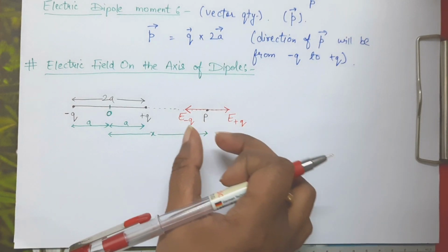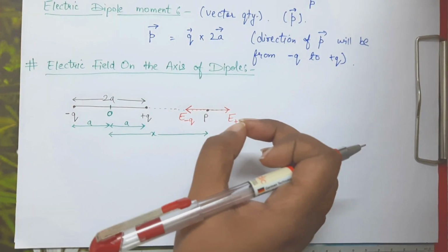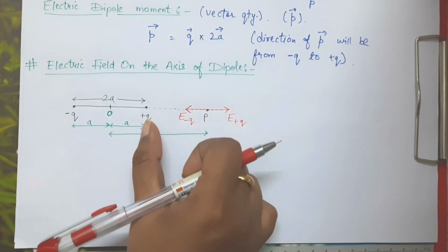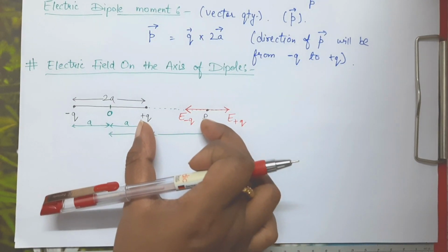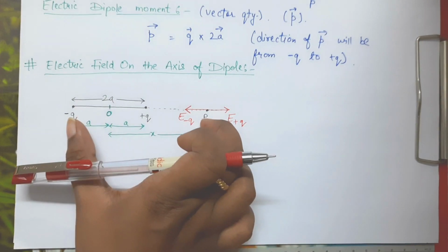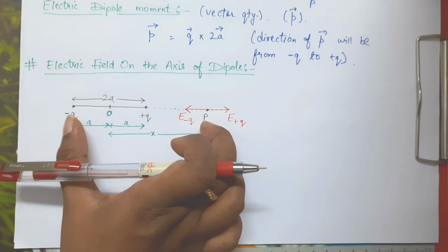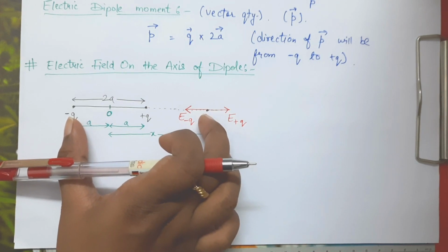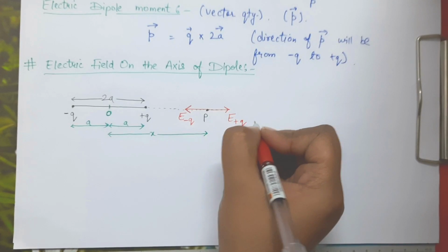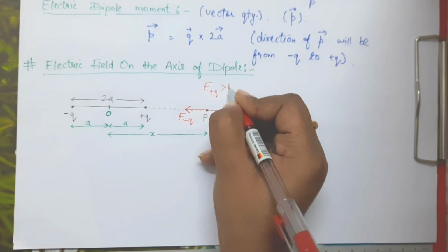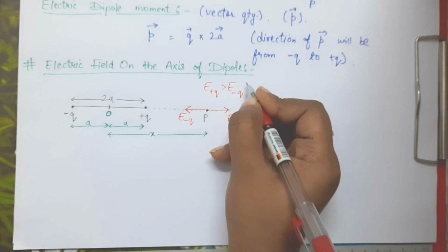Now which field, magnitude of which field will be greater? The one which is closer to this point, right? This charge is closer to point P, so the field will be more. This charge is comparatively away from this point P, so field will be less observed at this point P. So basically electric field due to plus q charge will be greater than electric field due to minus q charge.